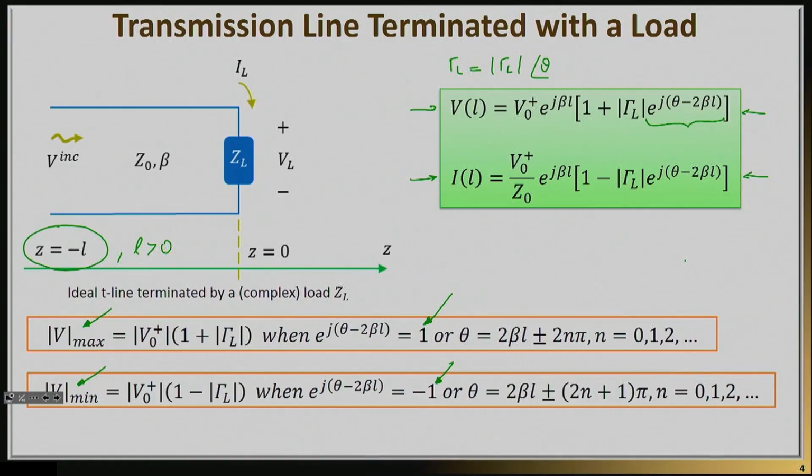That means that periodically you will get this voltage maximum, V0 plus times 1 plus magnitude gamma L, and you will also get periodically a minimum voltage. Once again, I want to emphasize that these are voltage magnitude maximum and voltage magnitude minimum. At every single location of the transmission line, of course, you will have the voltage being a function of time and the current being a function of time. But if you check the voltage magnitude at each one of these locations, you will find that it's actually different.